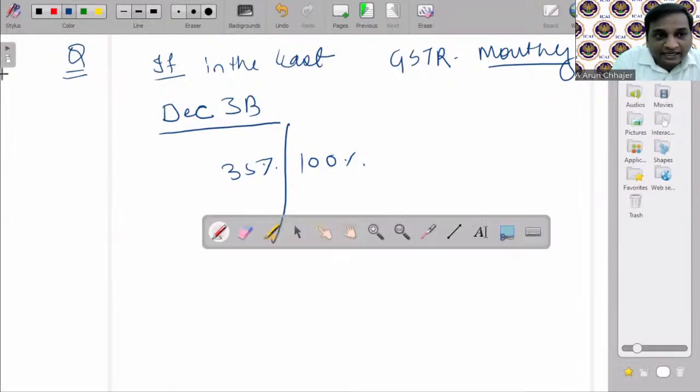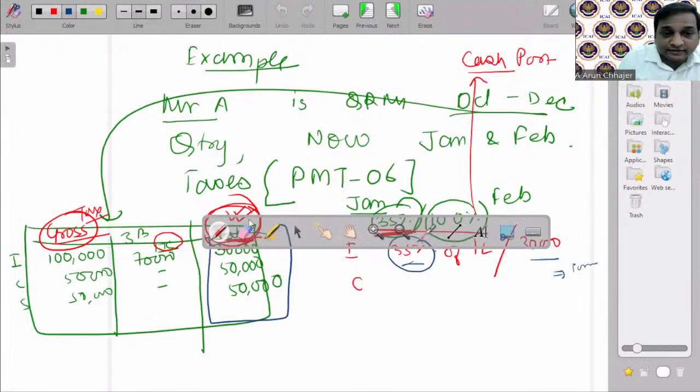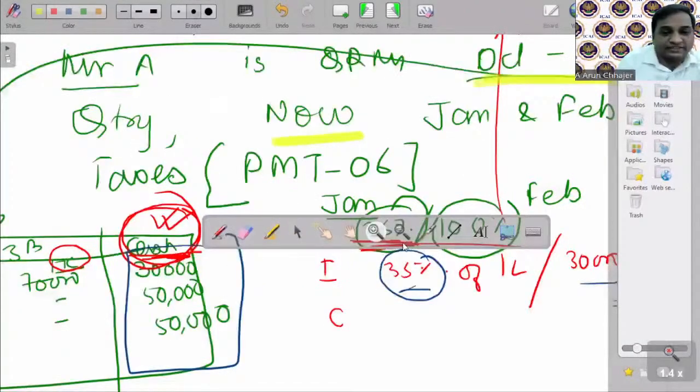In the last example, I was talking about how you need to check the previous frequency. What is that previous frequency? It was quarterly, so the percentage would be 35%, not 100%. If it is monthly frequency, then the percentage would be 100. This 35 or 100 would be applied on the cash portion, not on the gross portion.